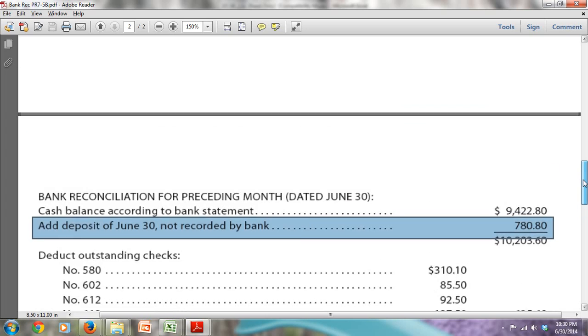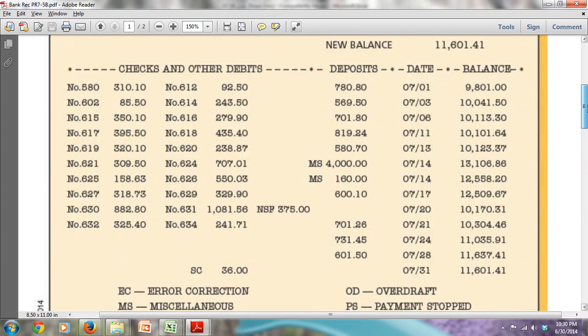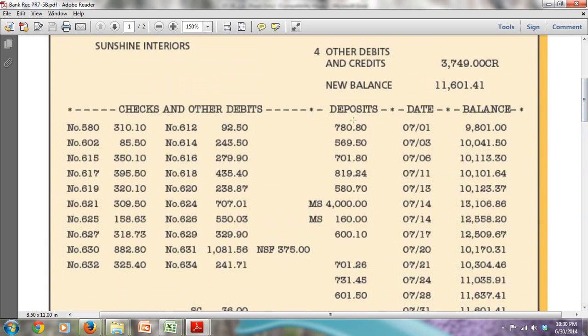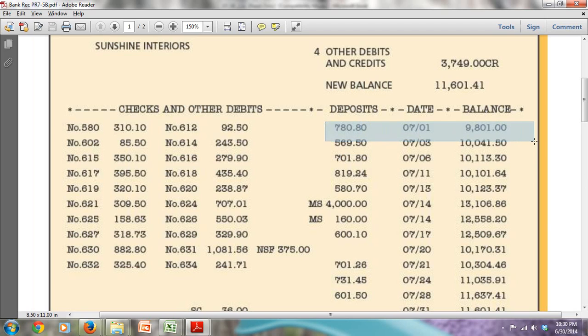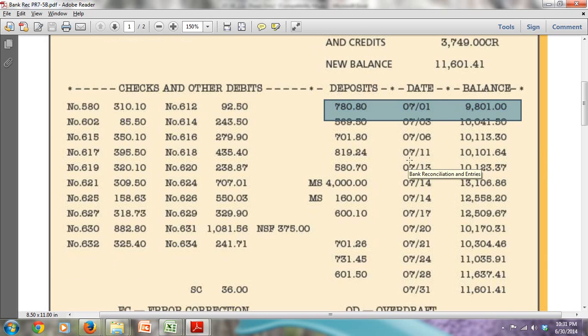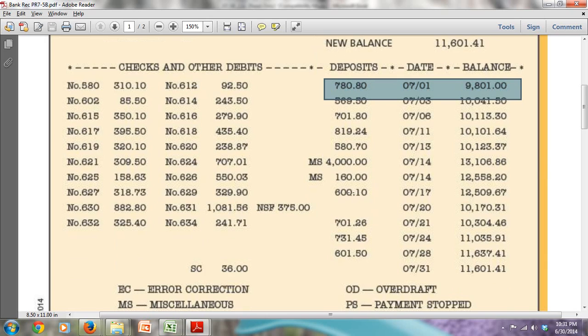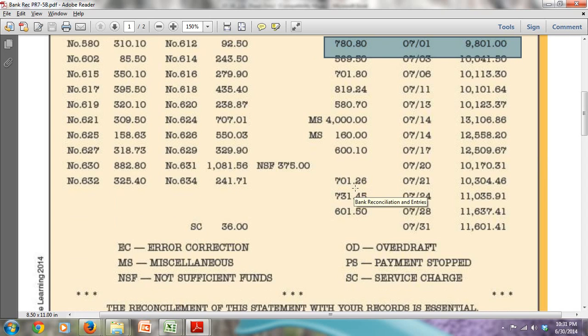So we go up to the bank statement. Let's see, deposits. There it is. So if you look in the deposits column here, you can see that that deposit actually cleared on the 1st of July. Okay, so that will fall off the bank reconciliation for July. So we don't have to worry about that anymore. And now all we have to do is look at the current month deposits for July and see if they clear the bank or not. Alright.